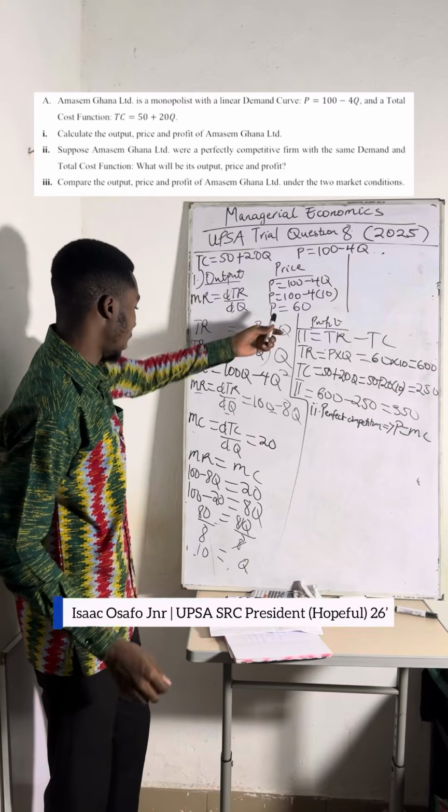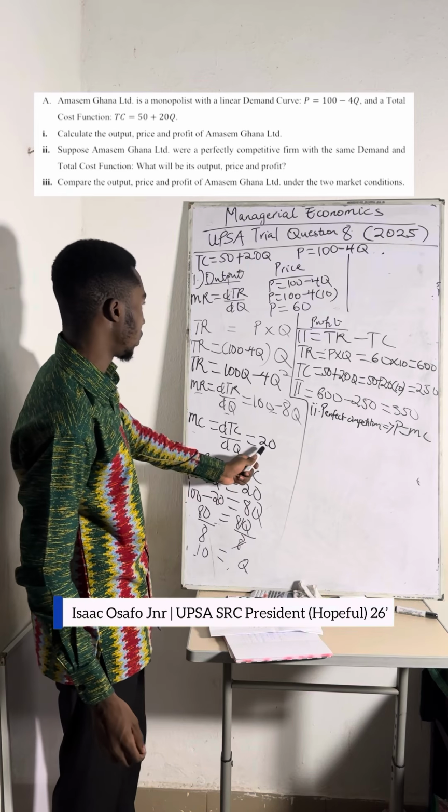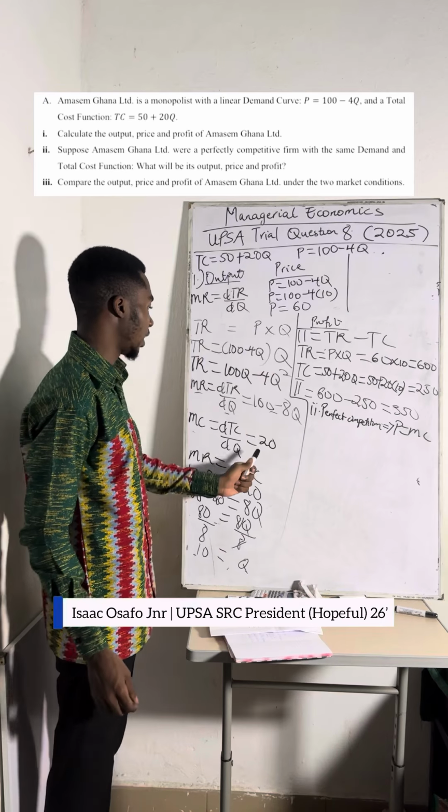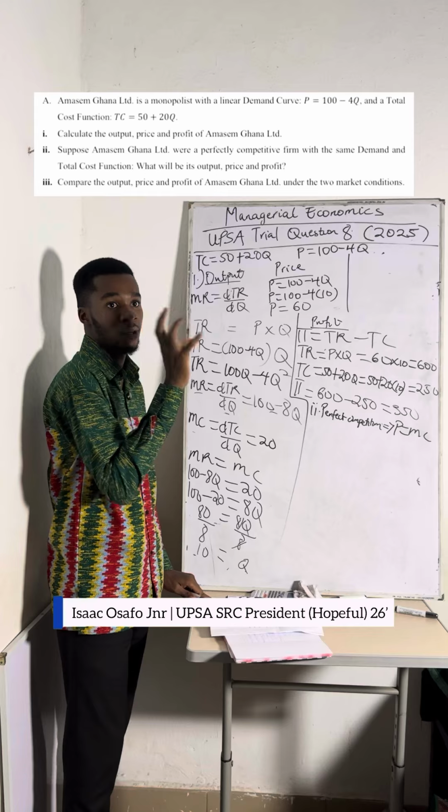So I think your price was 60, your marginal cost was 20. Yes, marginal cost you got at 20. So you realize that the price was greater than the marginal cost. Price 60, marginal cost 20. And that's the only reason why he could do that, because he's a monopolist.